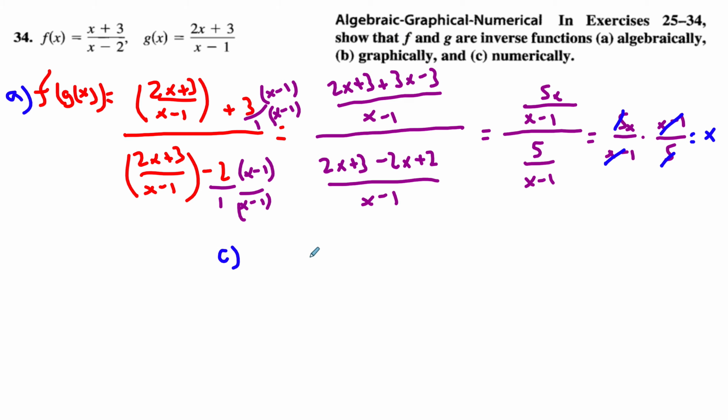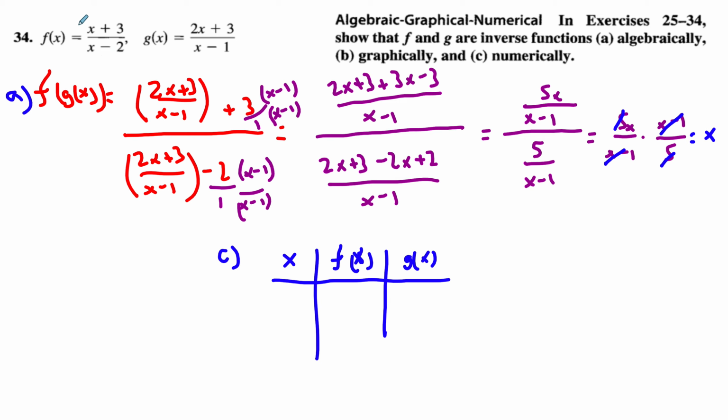Let's try numerically. So we're going to pick a value of x, and then we're going to do f to it, and then we're going to take the value of f of x and plug that into g of x. Okay, so let's pick a value. Let's pick something that ends up with a nice, not too terrible a value.